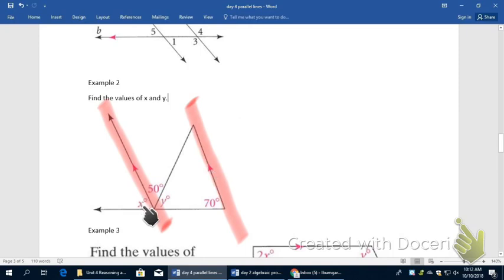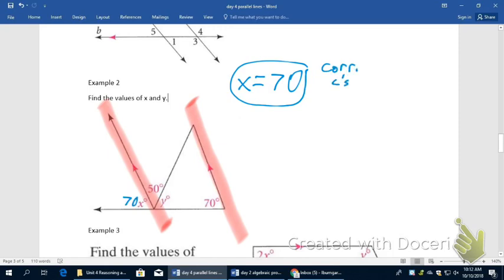X is right here. It is in the top left location at its intersection. If I follow that transversal on over to the other parallel line, 70 degrees is in the top left location. X and 70 are corresponding angles, so I'm going to know that x equals 70 degrees. Again, that's by the corresponding angles postulate.